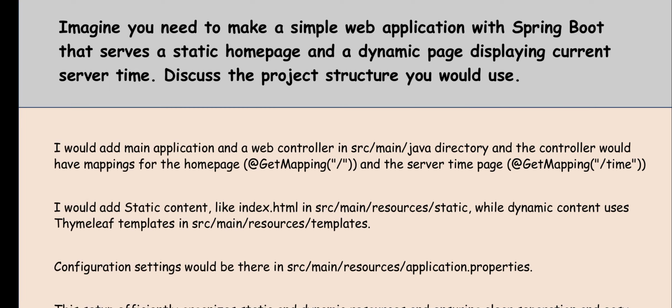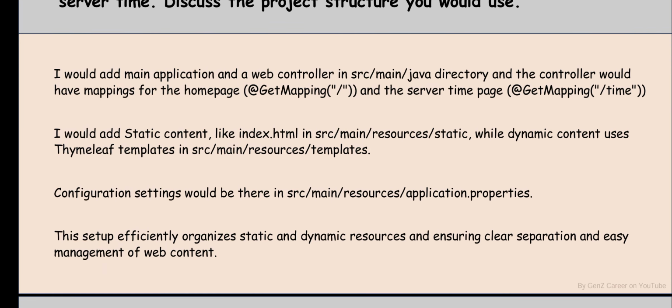I would add the main application and a web controller in the src/main/java directory, and the controller would have mappings for the home page, that is the @GetMapping annotation, and the server time page with @GetMapping with the URL /time. I would add static content like index.html in src/main/resources/static, while dynamic content uses a Thymeleaf template, that is in src/main/resources/templates. Configuration settings would be in src/main/resources/application.properties. This setup efficiently organizes static and dynamic resources, ensuring clear separation and easy management of web content.